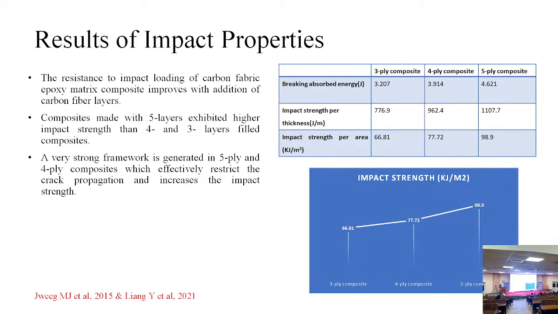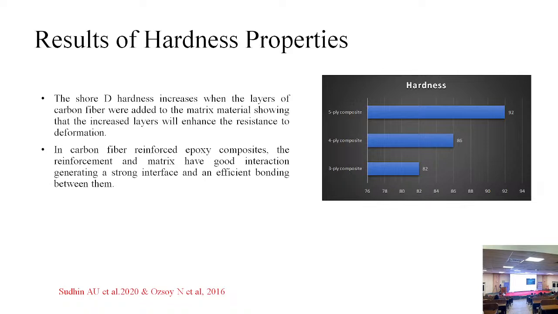The results of the impact properties show an increase in the impact strength from 66.81 to 99.9 in the 5-ply composite. We can see that a strong framework is generated which significantly restricts crack propagation and increases the impact strength. The results of the hardness properties are also seen like that. When the fibers are added to the composite material, it enhances the resistance to deformation. So the hardness properties show that there is a good interaction generating a strong interface and efficient bonding between them. So what are the next steps?